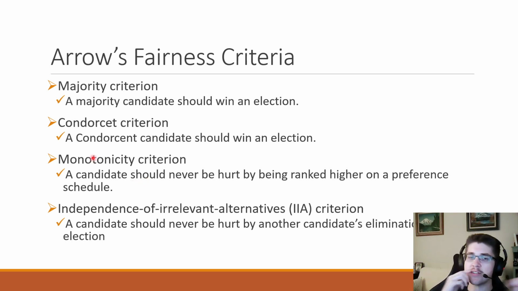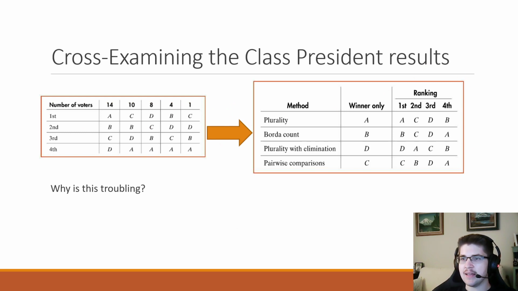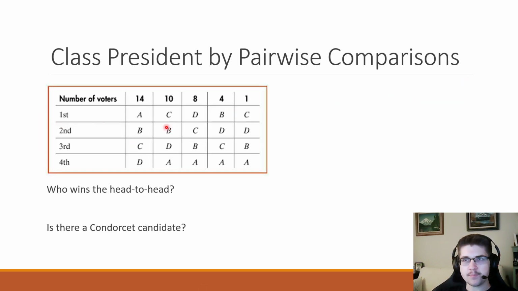But the monotonicity criterion says that a candidate should never be hurt by being ranked higher on a preference schedule. And basically this is translated. If you look in the book, it'll say something like, if candidate X is ranked, and so on. But basically, imagine that we have a ballot, going back to the class presidency, and we've run through the determinations and we've come up with the answer that Kathy should win this election.